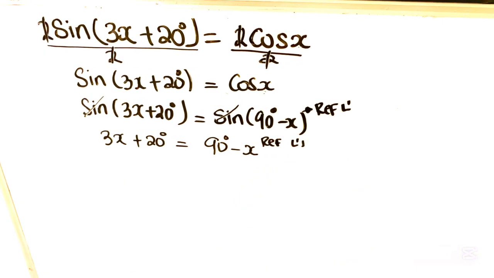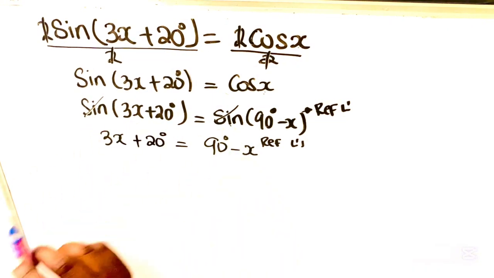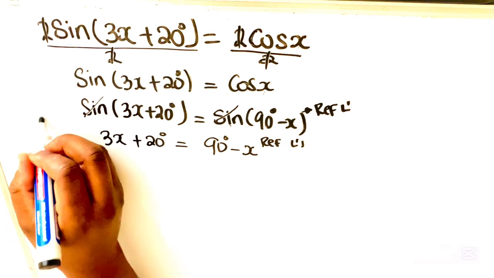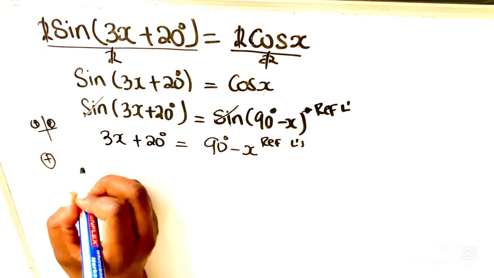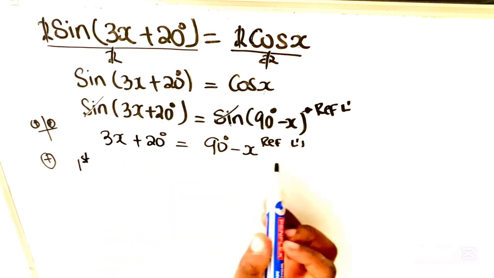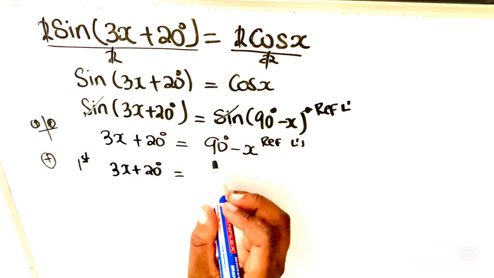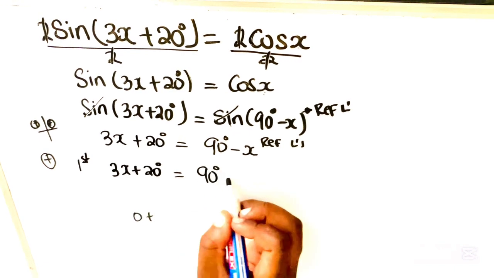Once you have the reference angle, you then choose the quadrant. Before we dropped the sin on both sides, it was positive. So this simply means we choose where the sin is positive. In the Cartesian plane, the sin is positive in the first quad and the second quad. In the first quad, we write the left hand side, 3x plus 20 degrees, is equal to, remember in the first quad it's 0 plus a reference angle, so any number plus 0 will be that number. So it's going to be 90 minus x.